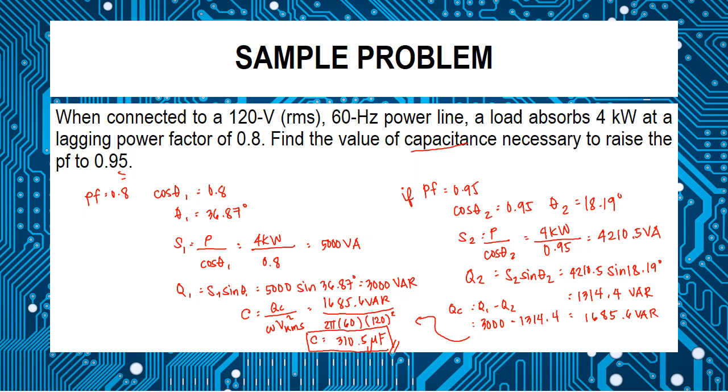And we can now compute the value of the capacitor. So, C is equal to Q_C over omega V_RMS squared. Our Q_C is 1685.6 var, all over our omega, which is 2 pi f. Our f is 60 Hertz, and then our V_RMS is 120 squared. So finally, our capacitance would be equal to 310.5 microfarad.